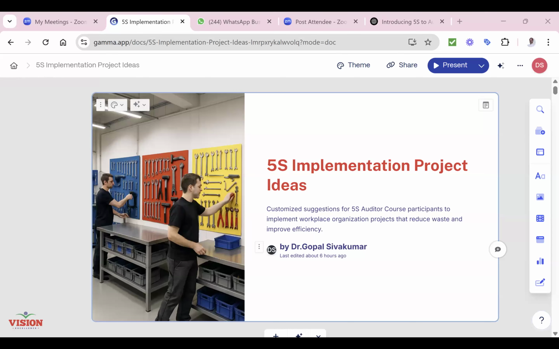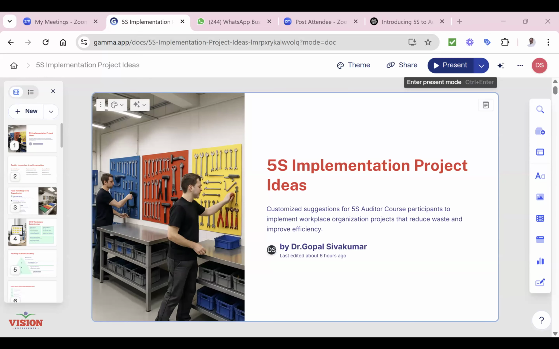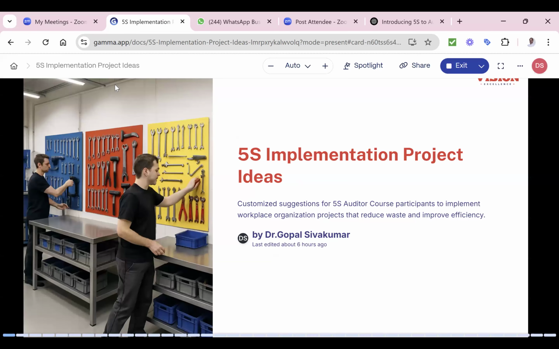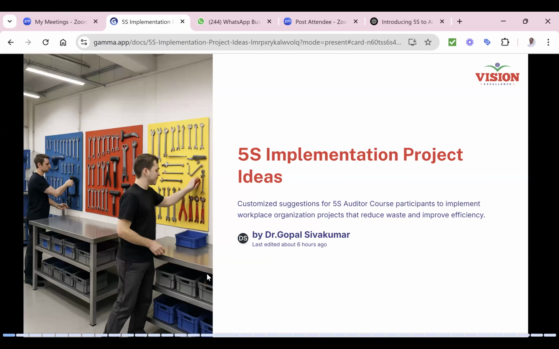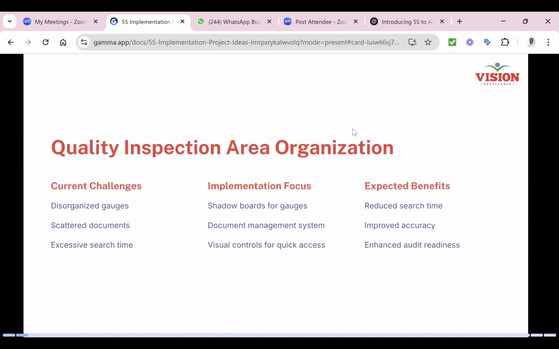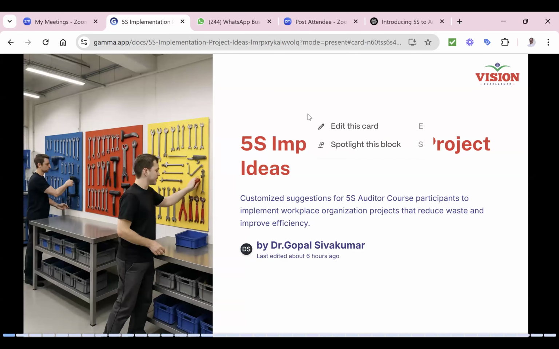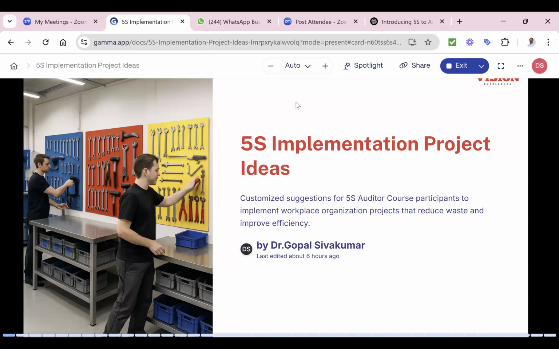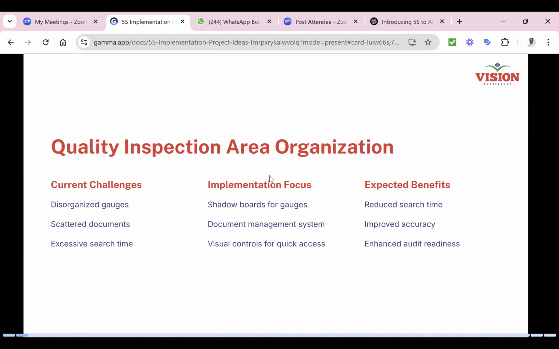Standard books, globally recognized books or guidelines published? No specific books, but I will certainly share a few ebooks so that you all can read through and understand from the book as well. And see here, 5S has some implementation ideas, like of course.